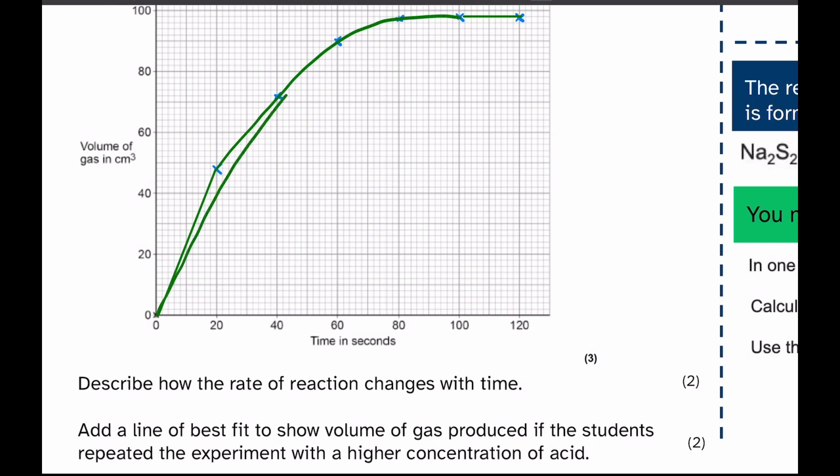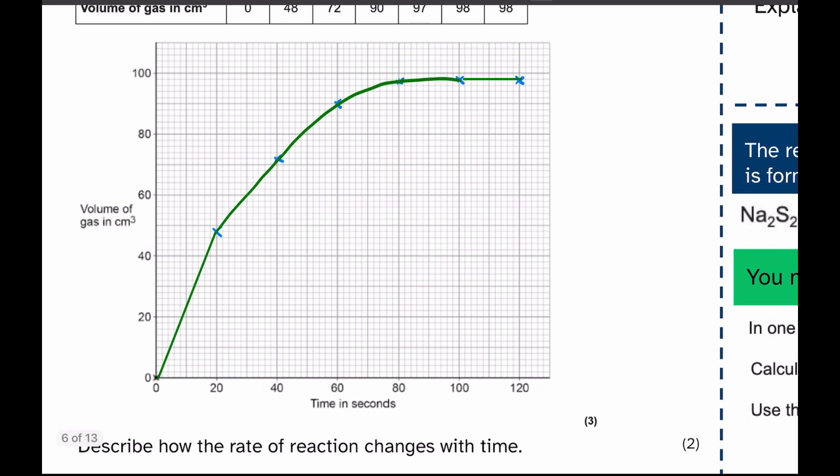I was probably going to plot that, that would be a bit better. But we could say that it's very fast for the first 60 seconds, then it starts to slow down. So it slows down from 60 to 80 seconds, and then after 100 seconds, the rate of reaction is no longer increasing, so the rate of reaction has stopped.